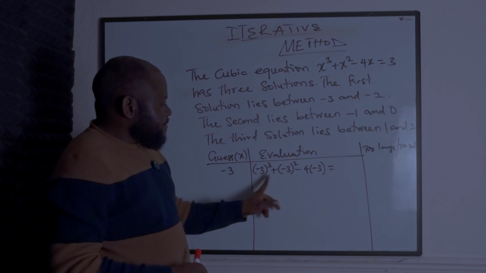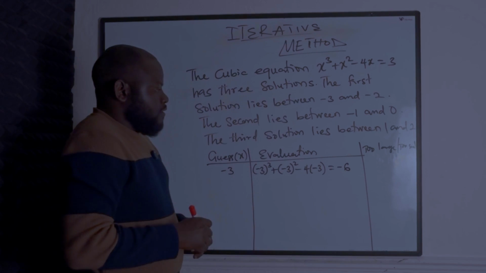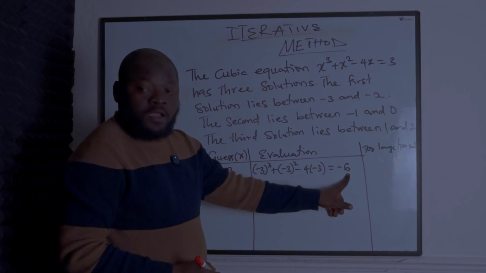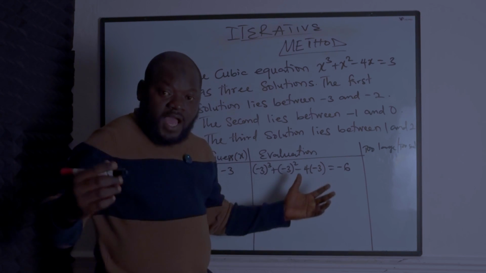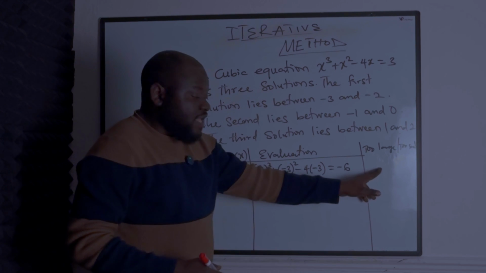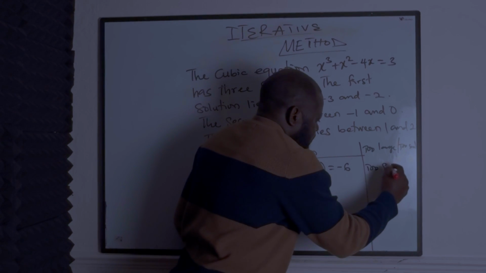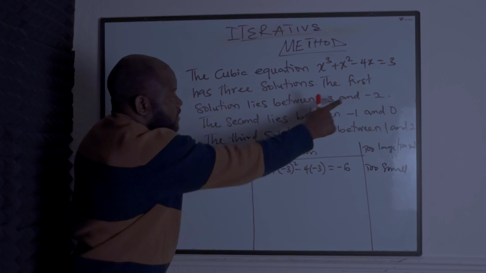Good. So if you look at this now, this should give us minus 6. So minus 6 is too small compared to what? To 3. The distance is far. Am I making sense now? So it cannot be the answer. This is too small. Okay? So we go to the next one, which is what?